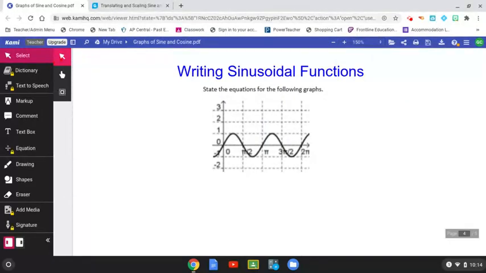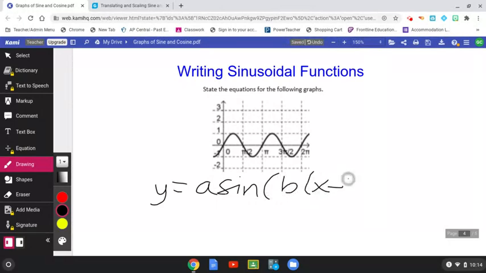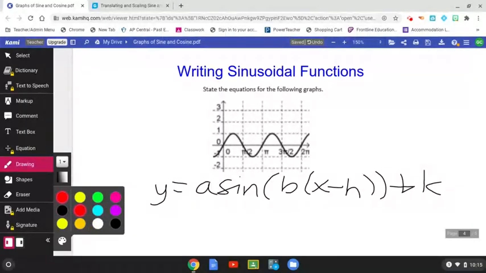So let's say you're given the graph of a function and you are asked to write the equation. Again, we just got to find a, b, h, and k, and then we can write the equation. So remember that the form of our equation here is y equals a times sine, of course that could also be cosine, of b times x minus h plus k. So from the graph, we just got to be able to find a, b, h, and k, and then we'll be able to plug them in and write the equation.